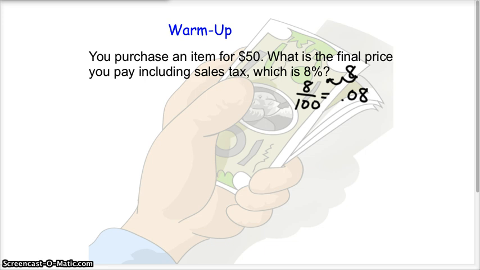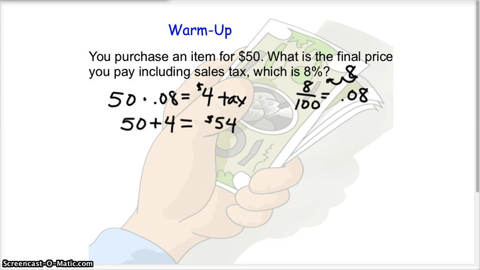Our purchased item is $50. We need to multiply the price by the sales tax, which is 8%, to find how much money we will owe for tax. When we multiply these two numbers, we get $4 in sales tax. Then you would need to take the cost of the item and add the sales tax to find your total cost of $54.